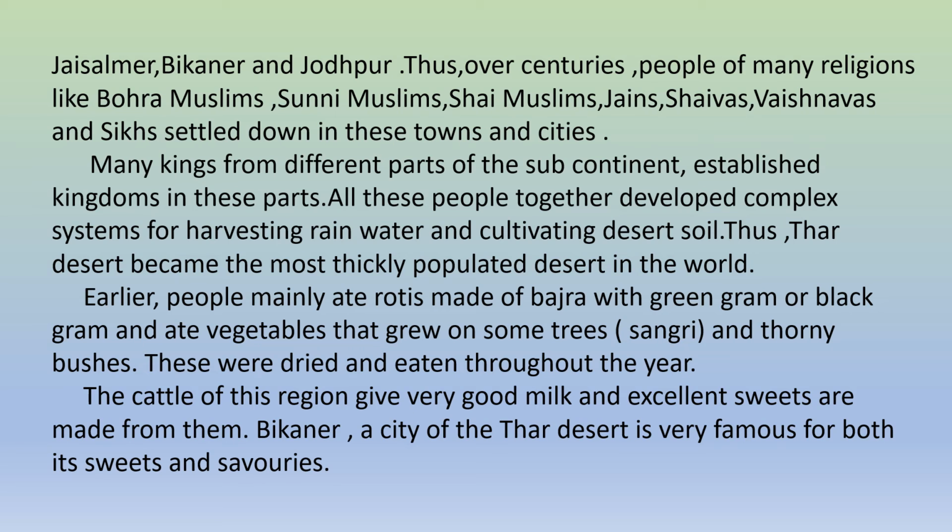Earlier, people mainly ate rotis made of bajra with green gram or black gram. Gram is nothing but, children, it is dal. We call it dal. And they ate vegetables that grew on some trees called sangri and thorny bushes. These were dried and eaten throughout the year. The cattle of this region give very good milk and excellent sweets are made from them. Bikaner, a city of Thar Desert, is very famous for both its sweets and savories.